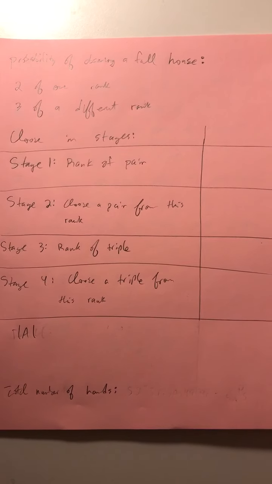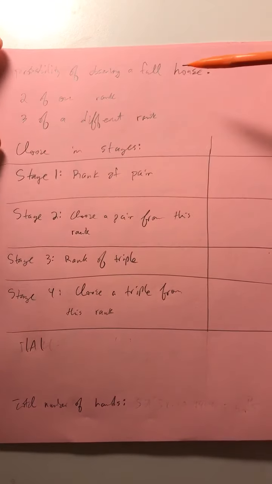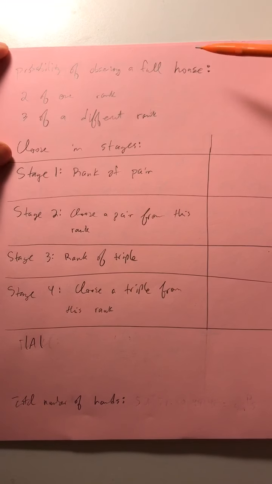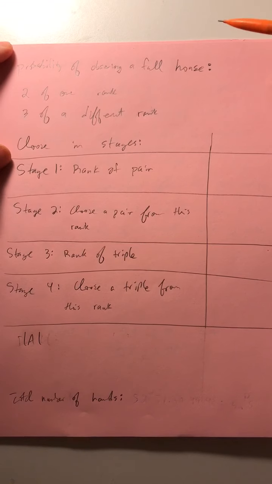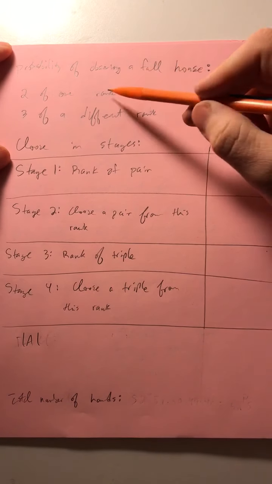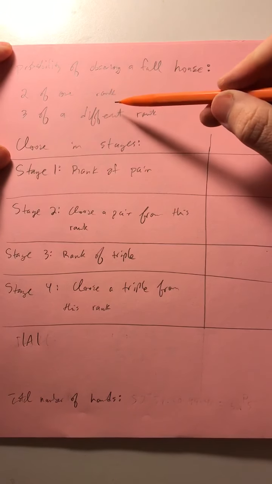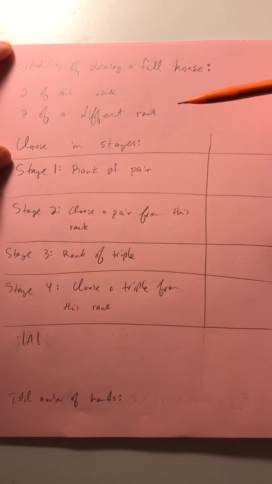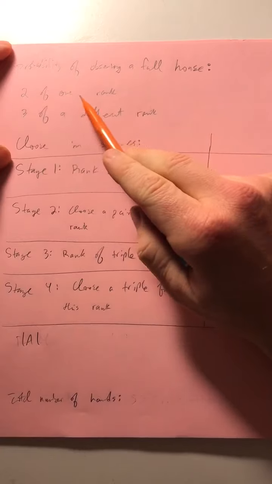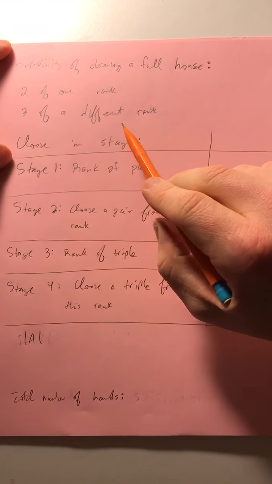So let's pick back up. We're going to compute the probability of observing a full house. Just a reminder, a regular deck has 52 cards. There are 4 suits and 13 ranks. The 4 suits are hearts, diamonds, clubs, and spades. The ranks are ace through king. A full house consists of 2 of one rank and 3 of some different rank.